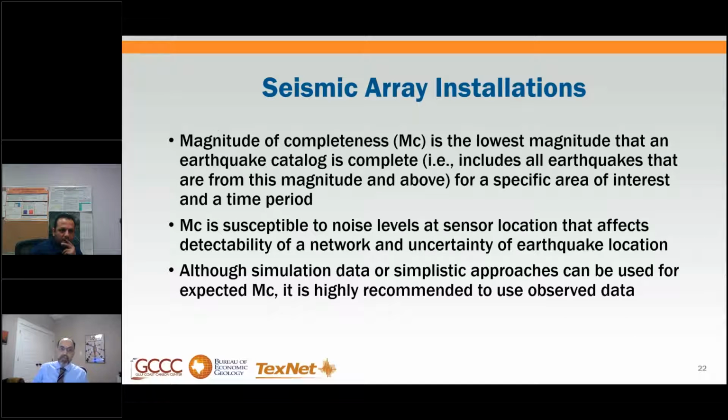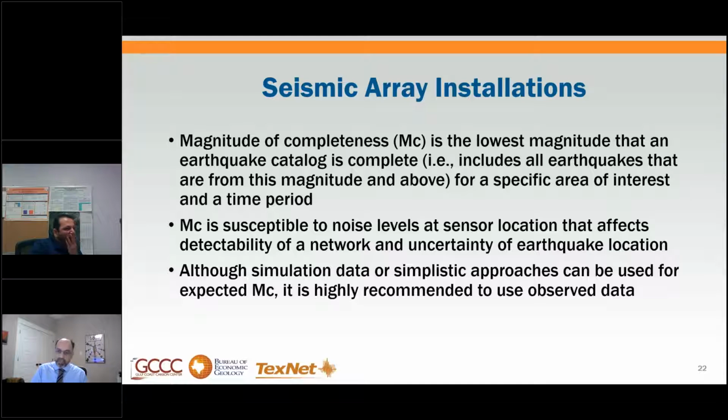Now, in seismic array installations, one parameter which is important here, and I want to clarify first of all, and you have to keep it in mind in any type of earthquake monitoring project, is the magnitude of completeness. Magnitude of completeness is the lowest magnitude at which an earthquake catalog is complete and includes all earthquakes from this magnitude and above for a specific area of interest and time period.